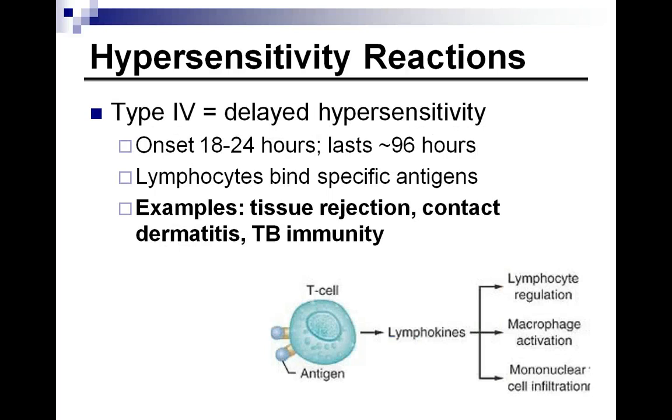Finally, the type 4 hypersensitivity reaction is what we call a delayed hypersensitivity, and the onset after exposure can be 18 to 24 hours and lasting for up to 96 hours. These usually involve lymphocytes binding to specific antigens, and these kinds of reactions are commonly seen in patients undergoing tissue rejection or contact dermatitis. The TB immunity response that we see is also due to a type 4 delayed hypersensitivity response.